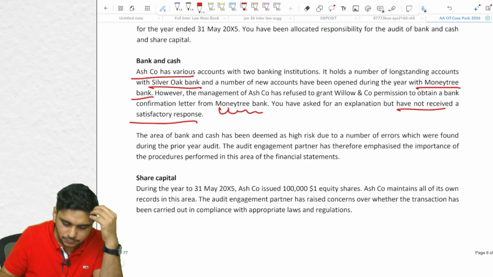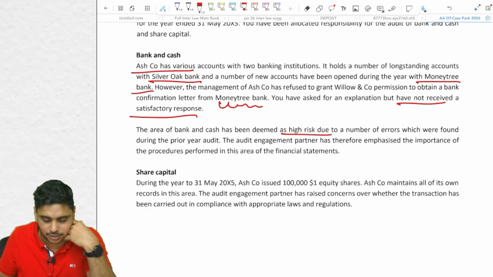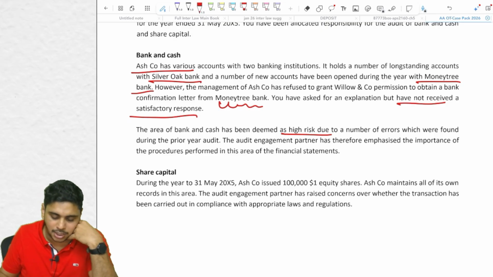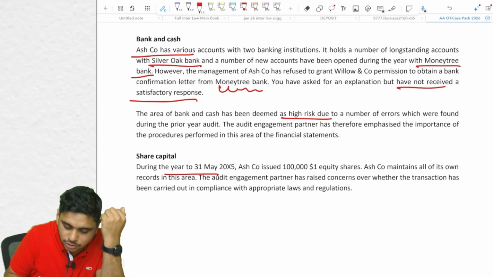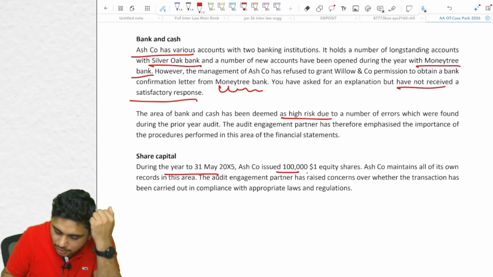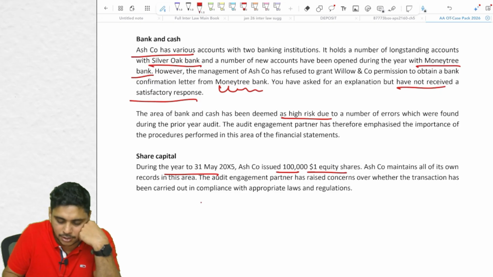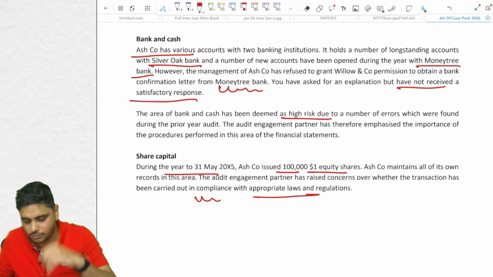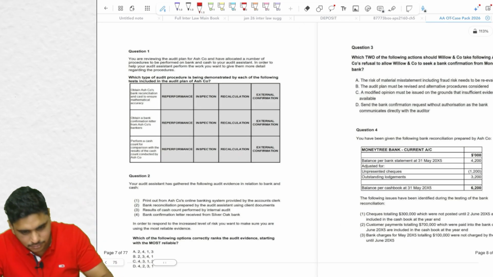The area of bank and cash has been deemed as high risk because a number of errors were found during the prior year audit. The engagement partner therefore emphasizes the importance of the procedures performed in this area of the FS. Share capital: during the year, Ash Co. issued 1 lakh $1 equity shares. Ash Co. maintains all of its records in this area. The audit partner raises concern over whether the transaction has been carried out in compliance with all laws and regulations. Okay, five questions.